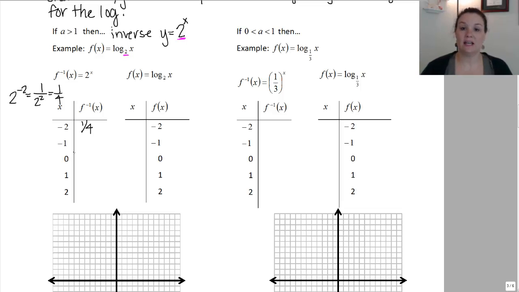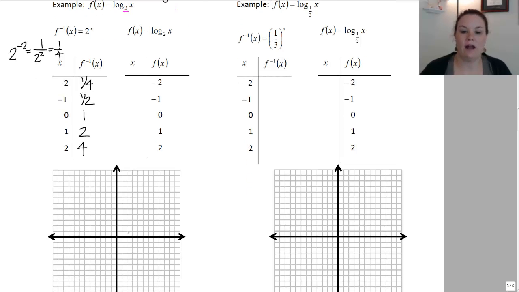So you can apply that exponent and just know when it's negative, it flips it. Okay, 2 to the negative 1 would move that 2 to the bottom, which would give me 1/2. 2 to the 0 is 1. 2 to the 1 is 2. 2 squared is 4. Okay, so this is my exponential function.